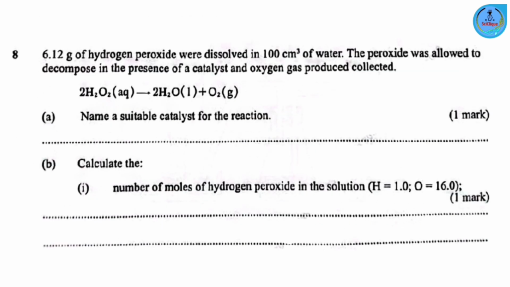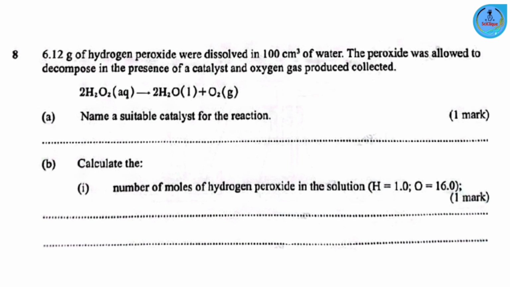Okay, moving on to our next question. 6.12 grams of hydrogen peroxide were dissolved in 100 cubic centimeters of water. The peroxide was allowed to decompose in the presence of a catalyst and the oxygen gas produced was collected. So we have hydrogen peroxide decomposing to form water and oxygen. Part A. Name a suitable catalyst for the reaction.